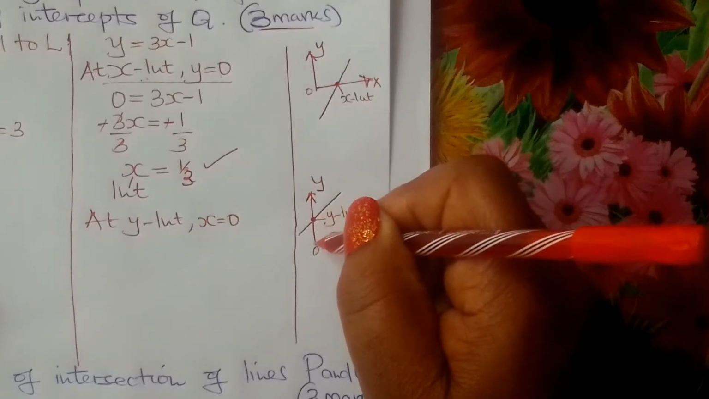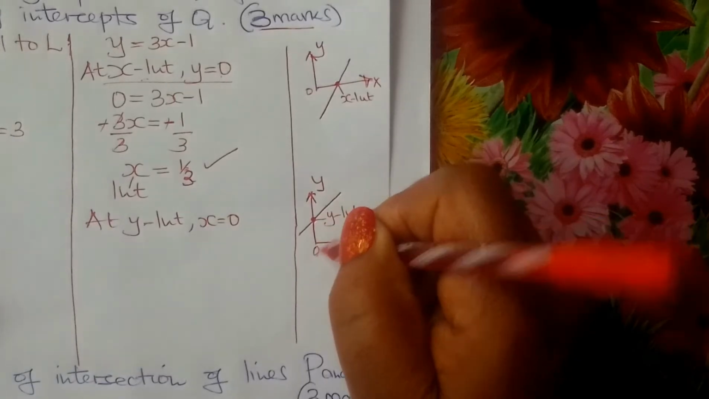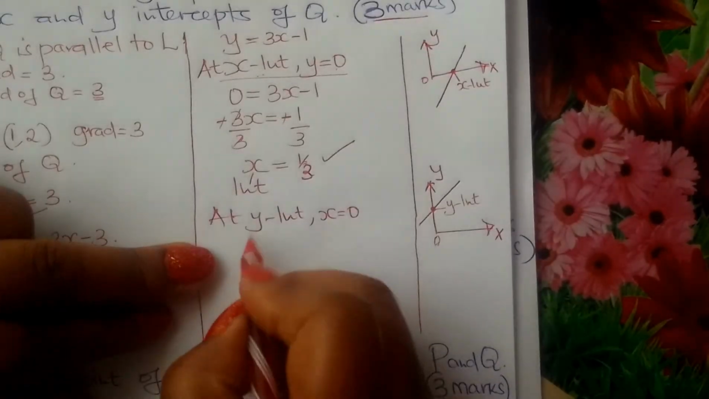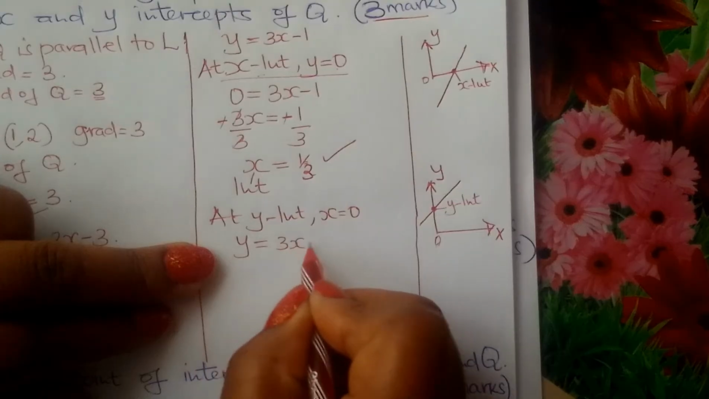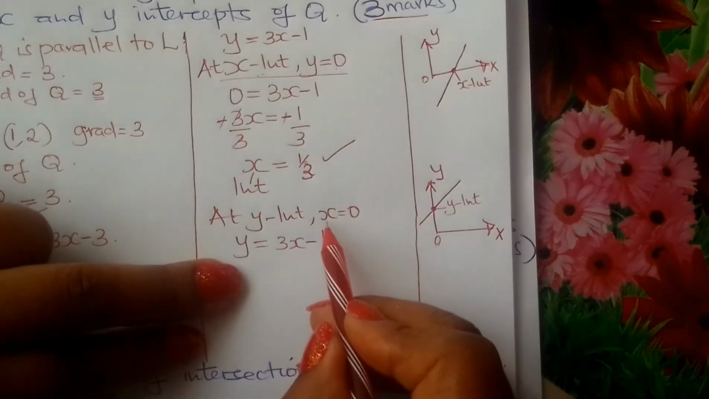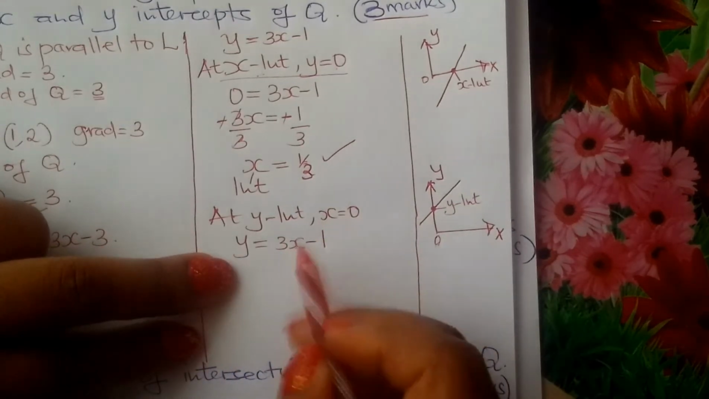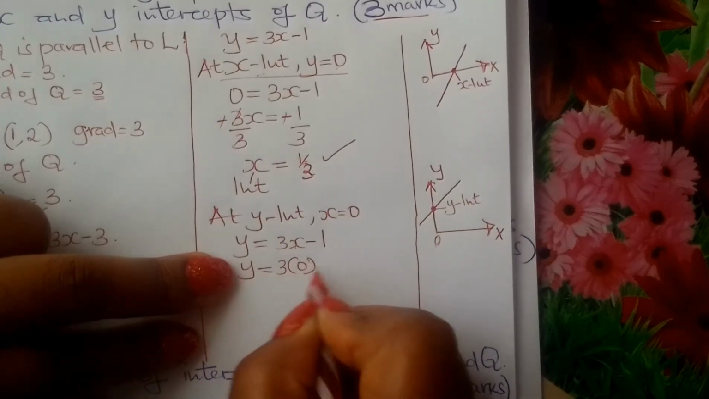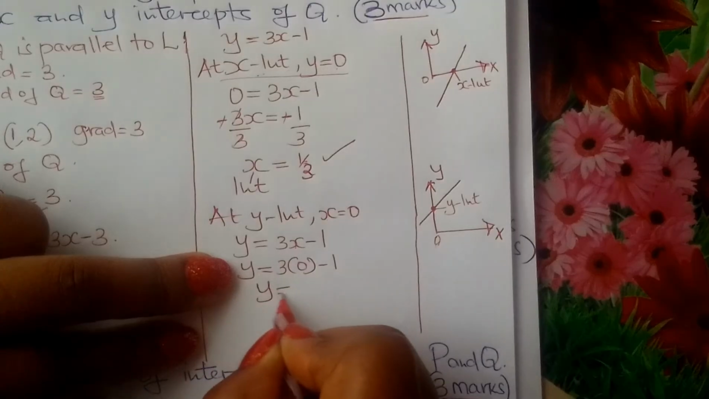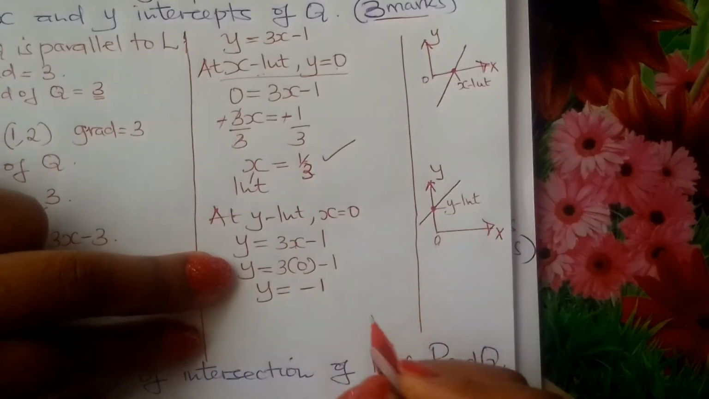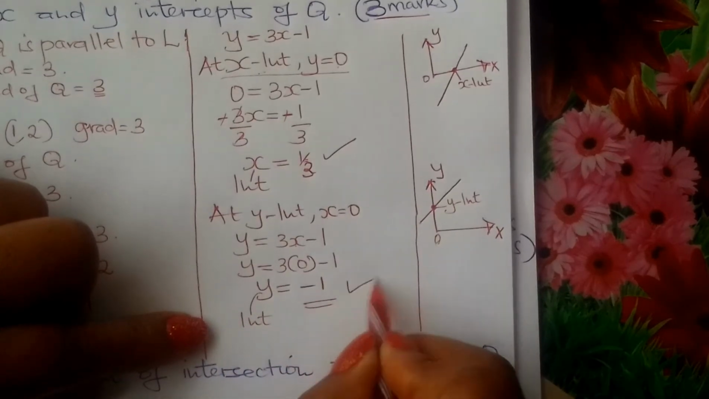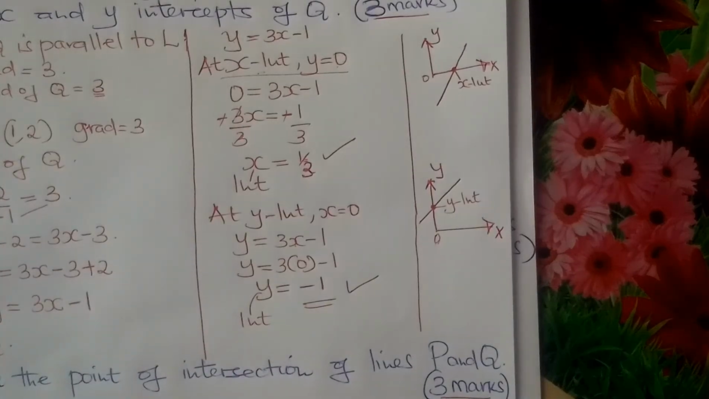At the y-intercept, x is 0 if you go to the x-axis. So you come back to your equation. Your equation of the line was this, Lana. So substitute x equals 0 here. So you say y equals 3 times 0, minus 1. So y equals negative 1. And therefore, Lana, your y-intercept is negative 1.